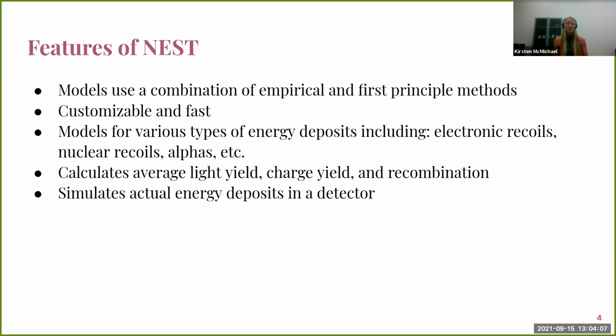Models for various types of energy deposits are available, including electronic recoils, nuclear recoils, and alphas, and it calculates average light yield, charge yield, and recombination, and is able to simulate actual energy deposits within a detector.